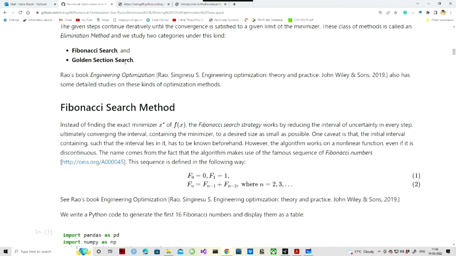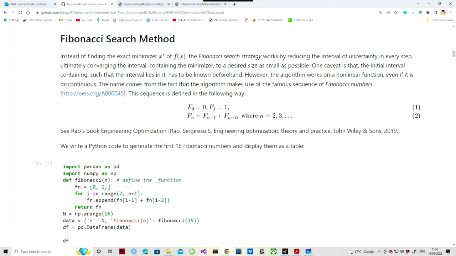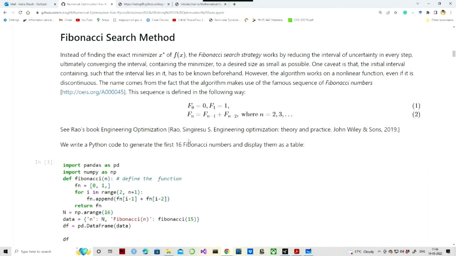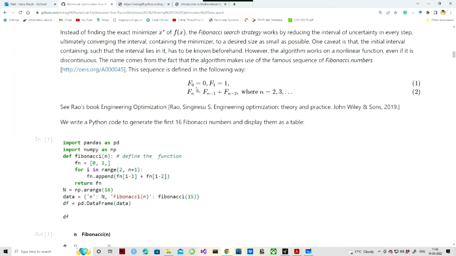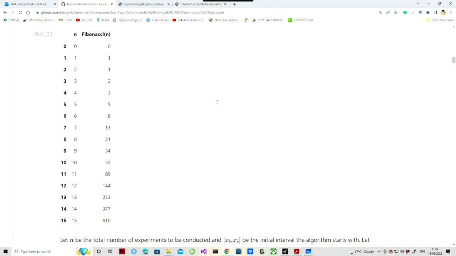Here we have two methods, Fibonacci search and golden section, but we will look into the Fibonacci search one. Rao's book gives a detailed explanation of the whole thing. I think you might have come across Fibonacci numbers. The sequence is given by this formula: F0 is 0 and F1 is 1, and then you keep on calculating Fn depending on F0 and F1 following this formula, Fn minus 1 plus Fn minus 2. You can use this cell to generate the first n Fibonacci numbers. Here I'm showing the first 15 Fibonacci numbers.